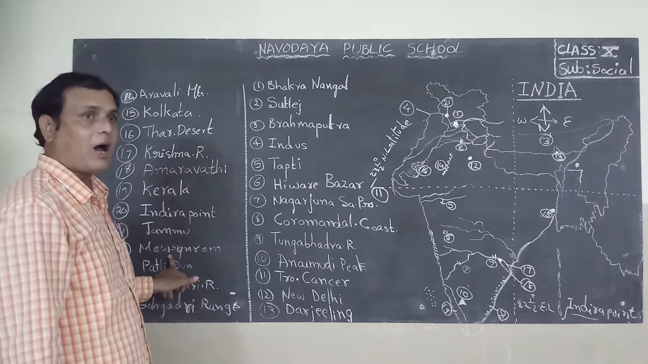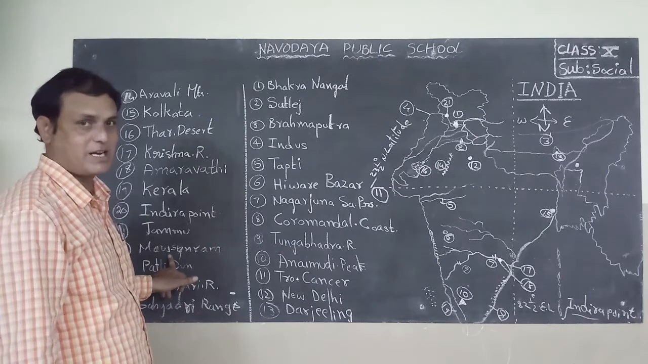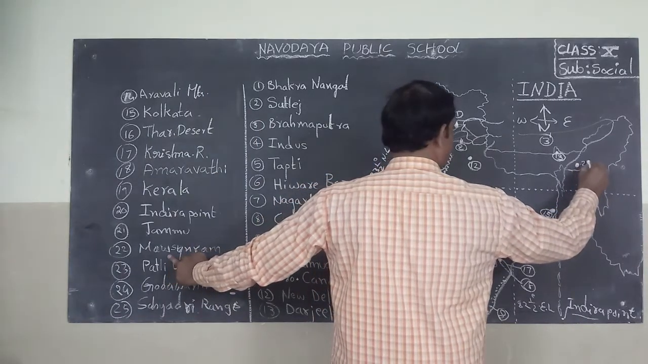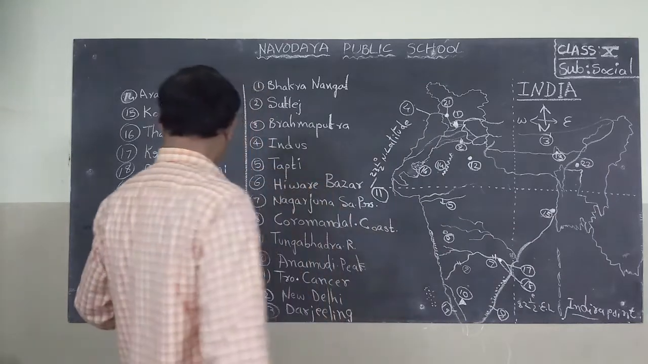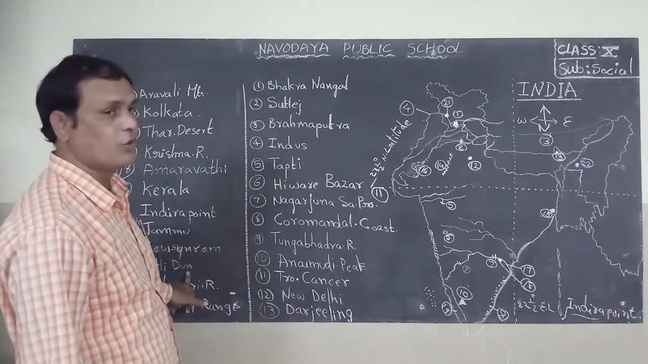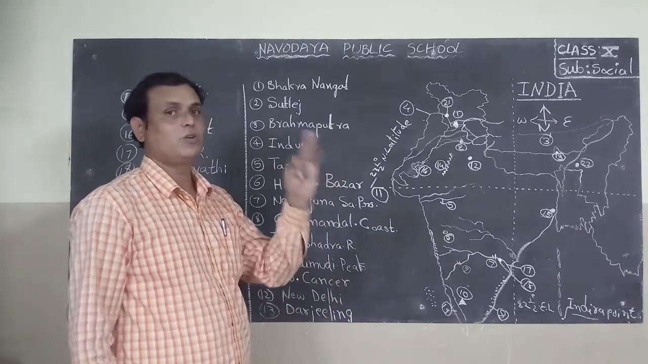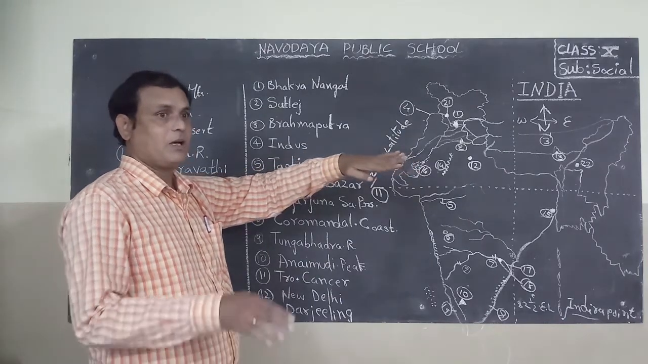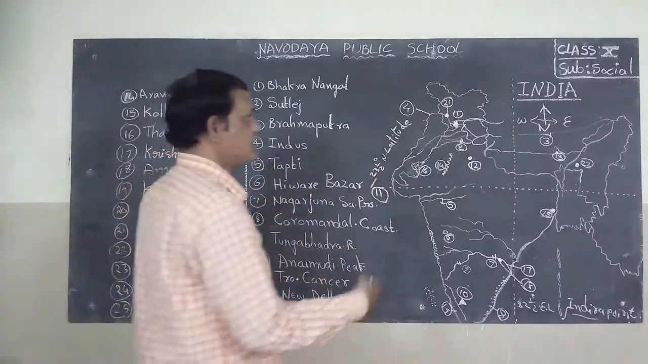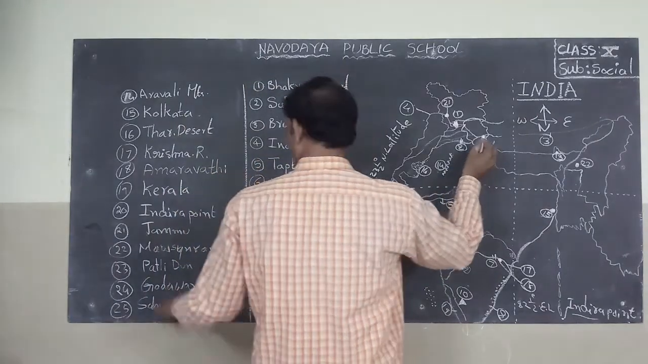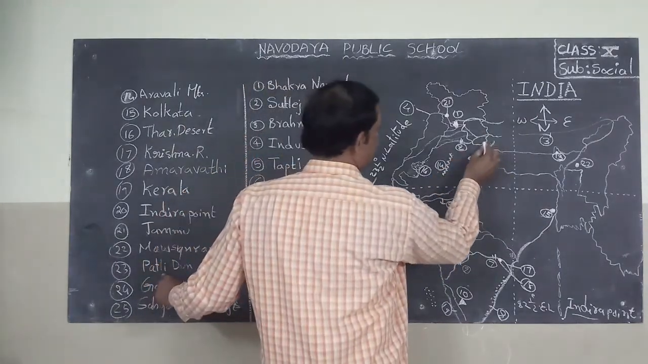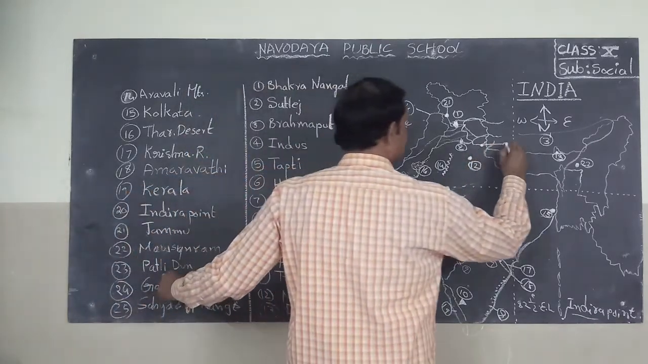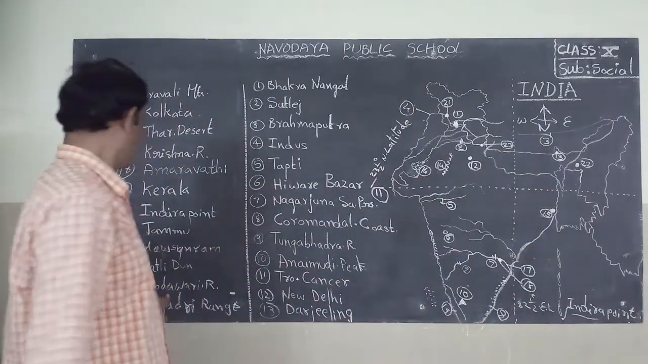Next one, Mausinram. Mausinram is a highly recorded rainfall area. Here the rainfall recorded is very high in India. Mausinram 22. Next one, 23. Patli Dune, Kotli Dune, Dehradun. These are the 3 dunes in Himalayan range. It is a flat area between Shivalik and Himachal. So we can find the Patli Dune here itself, I think. What is the number? 23.